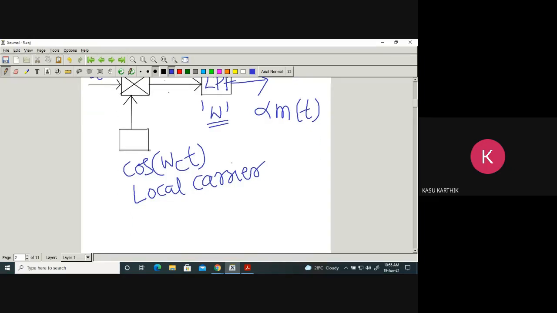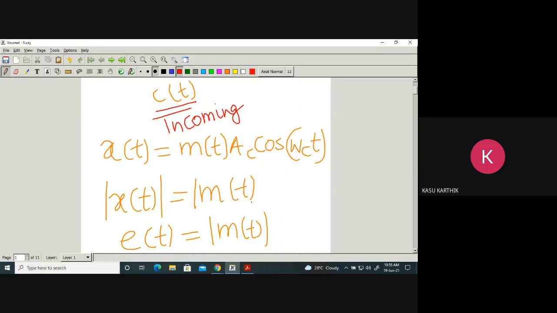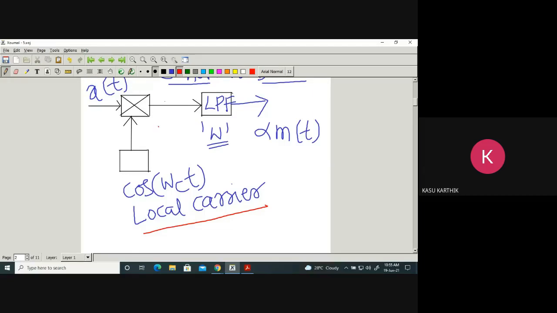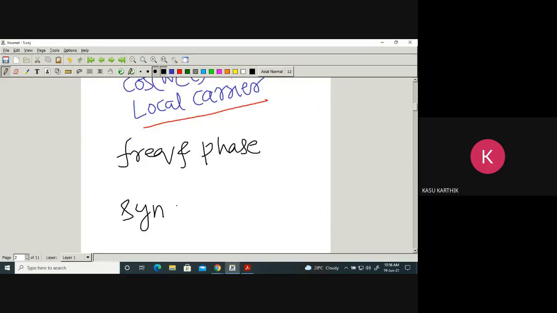Now, we have two carriers. At the receiver side, we have a local carrier. At the transmitter side, we have an incoming carrier. It is called incoming carrier. What is C of t? C of t is AC cos omega ct. That is incoming carrier. What is local carrier? Also same. So the local carrier and incoming carrier are synchronized in both terms. Synchronized in frequency and phase, or they have phase and frequency coherence. So that's what it's called, coherent or synchronous demodulator.